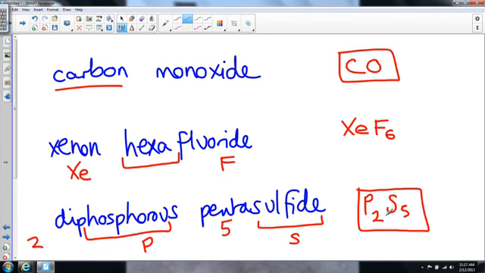Alright? So you can see naming covalent compounds is less of an issue than naming ionic compounds. The rules are very simple. Plus, there's no polyatomic ions to worry about. That's what makes naming these a lot easier. Anyway, that's how it goes.